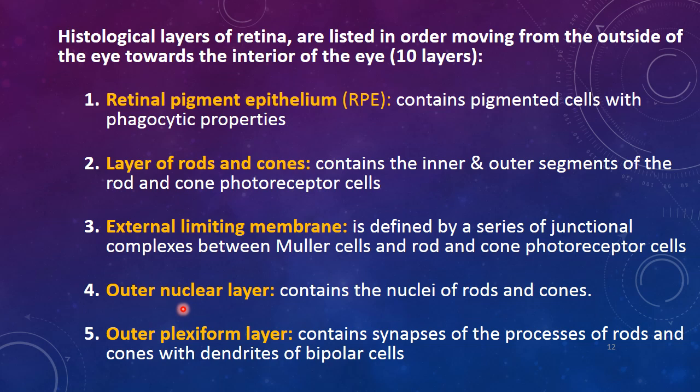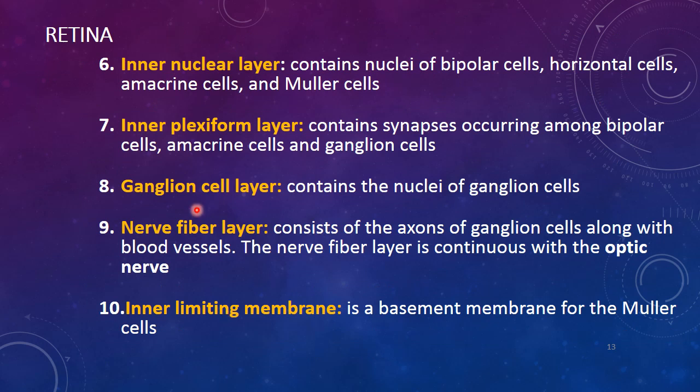Outer nuclear layer of the neuronal cell bodies of rods and cones, outer plexiform layer, here the axons of rods and cones making synapses with the bipolar cells and horizontal cells. Inner nuclear layer having bipolar cells, horizontal cells, amacrine cells and the Muller cells. Inner plexiform layer contains synapses among bipolar cells, amacrine cells and ganglion cells. I have shown you in the previous slide. Then ganglion cells, their axons emerging as the nerve fiber layer which is the optic nerve, and the inner limiting membrane is the basement membrane of the Muller cell.